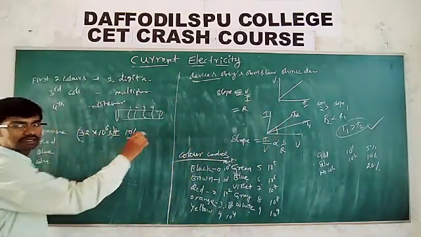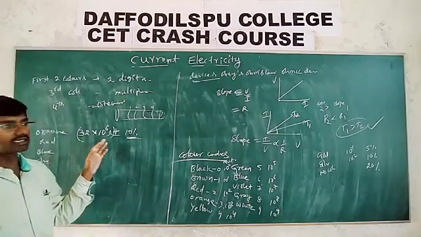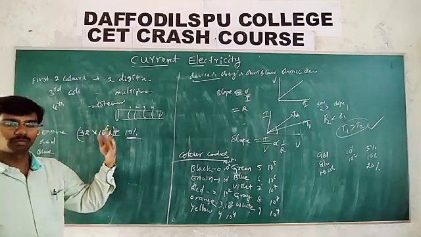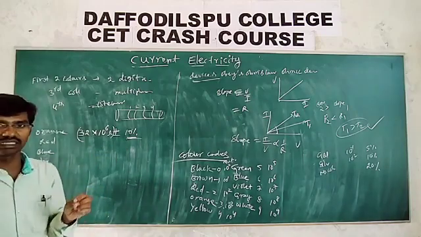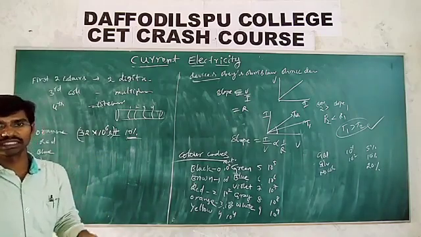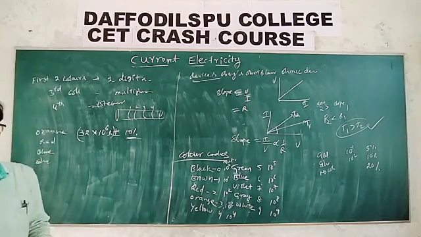That means 10% represents the variation of the resistance. It may be 10% more or maybe 10% less because of the variation in temperature. Due to change in temperature, the resistance value will change.